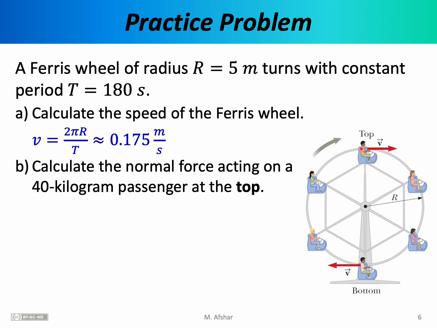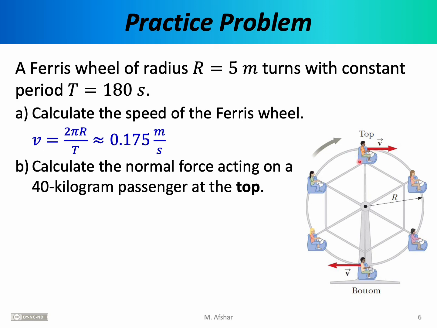So now think about the forces that are acting on this passenger. Obviously there is weight pulling this passenger down. We can calculate weight easily. Remember, the magnitude of weight is simply mg. But of course there must be the normal force acting on this passenger.